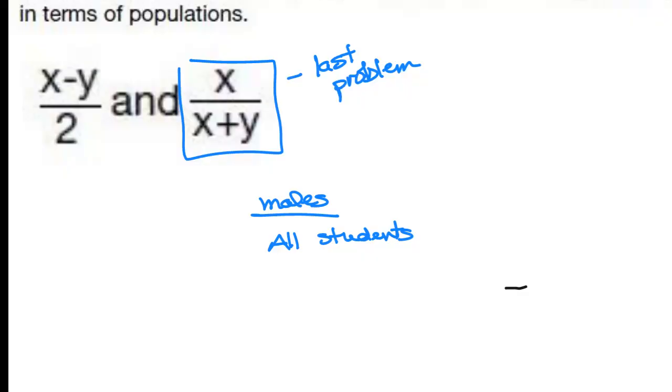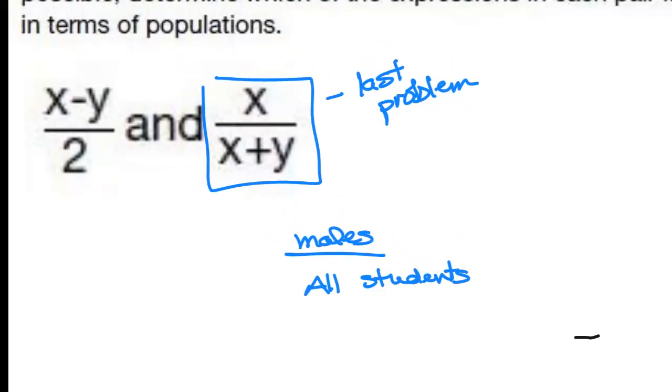What is, anybody, x minus y divided by 2? What is x minus y representing? Hey, come on. You got your book? X minus y. What is that representing? What is x? I'm sorry. Go ahead. Say it again.